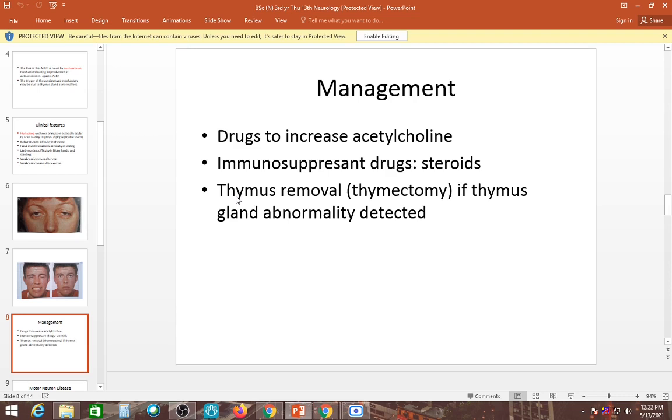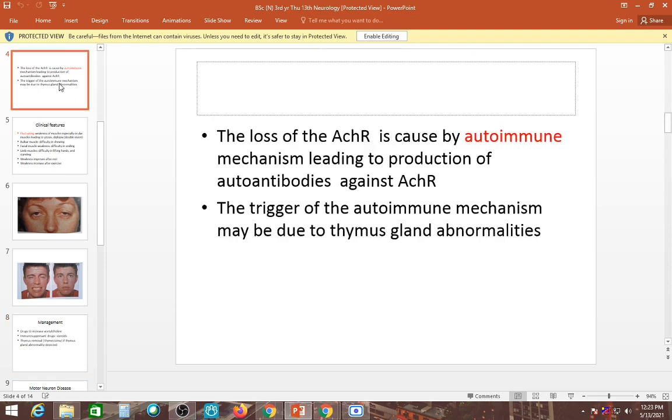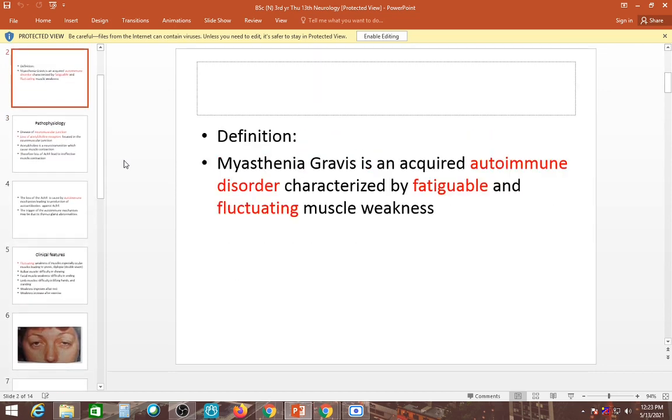So this was about myasthenia gravis. So I will proceed to another topic, but if any questions on this topic, please let me know. Yes, sir. Okay. Any confusion, any topic regarding myasthenia gravis?